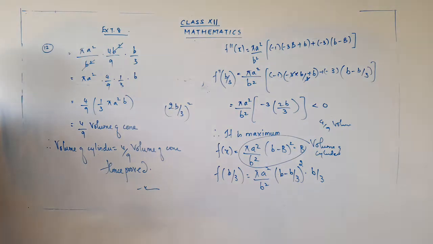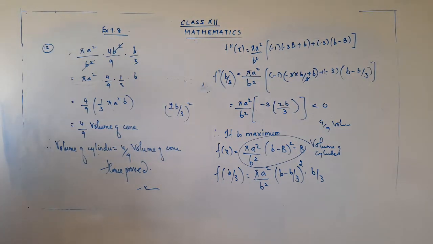Hence, proved. So, we have proved our sum. So, volume of cylinder is equal to 4 upon 9 times volume of cone. So, we have proved our sum number 12. This was the last sum from exercise 7.8, and I think we have completed our unit 7. Okay, we don't have 7.9 for the portion that's a reduced syllabus. So, with this we complete our unit 7, and now we are going to start with unit 8.